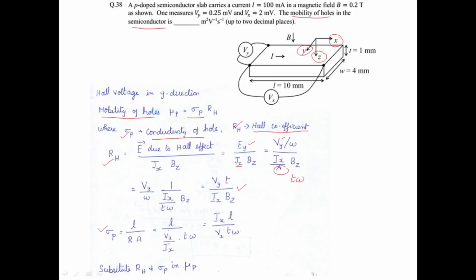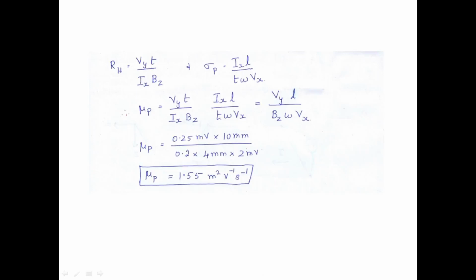That is L divided by voltage divided by current into area is thickness into width. So by simplifying it, we will be getting current into length of the slab divided by voltage into thickness of the slab into width of the slab. So now we have to substitute RH and the conductivity in the mobility of the holes formula. So by substituting it and simplifying it, we will be getting voltage into length of the slab divided by magnetic field into width into voltage along the x direction.